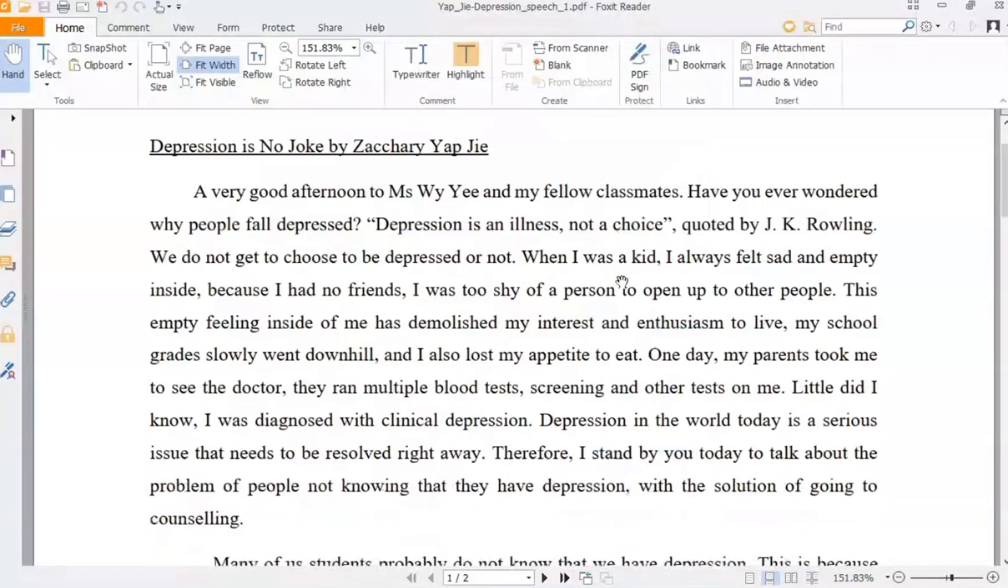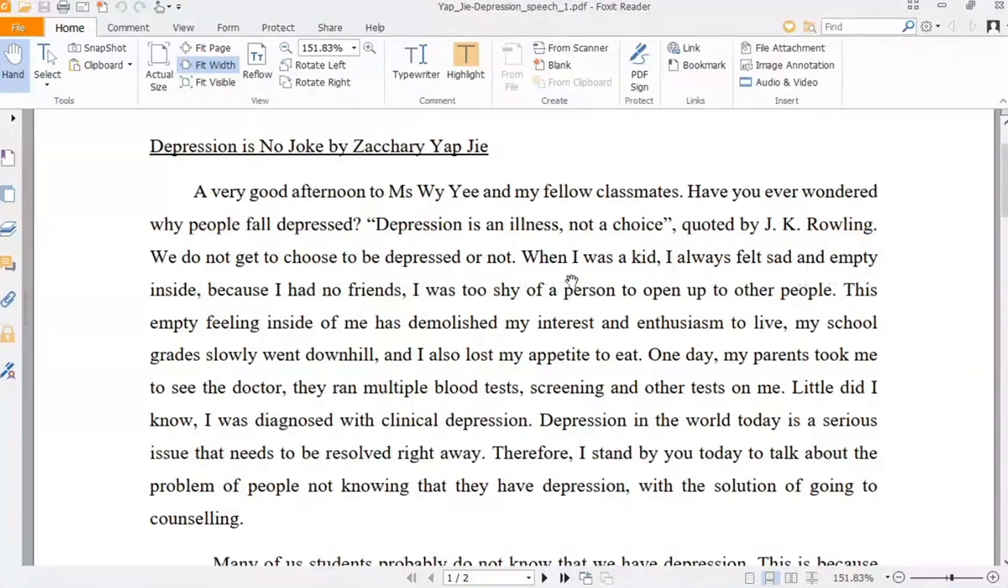Let's look at Yap J's essay. A very good afternoon to Miss Y and my classmates. Of course, in a speech, you must greet people first. So, have you ever wondered why people feel depressed? So he is using a rhetorical question. Depression is not a choice, it's an illness, quoted J.K. Rowling. We do not get to choose to be depressed or not.